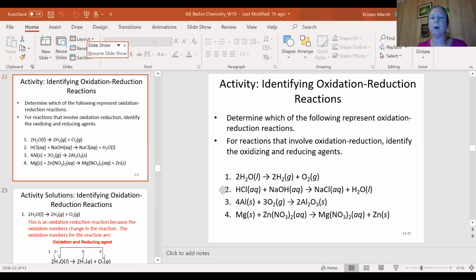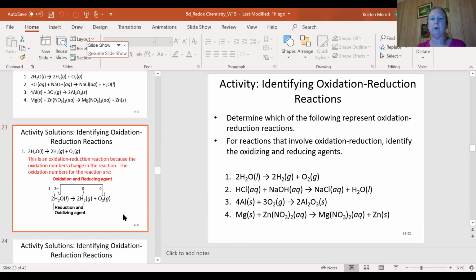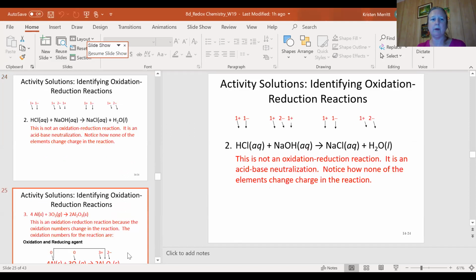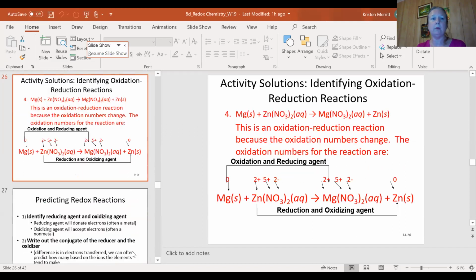So these were the 4 I just worked through. Numbers 1, 3, and 4 were redox reactions. Number 2 was not. And if you're only asked if it is or not, the fact that you have elements that become part of a molecule or compound tells you right away, yes, it's redox. And then here you have each one worked out. Okay. So if you want to work through these on your own.